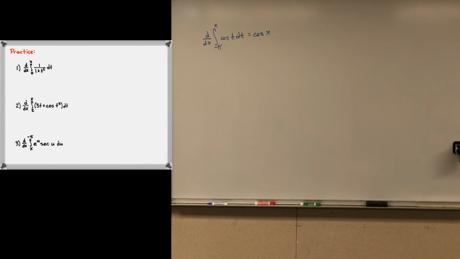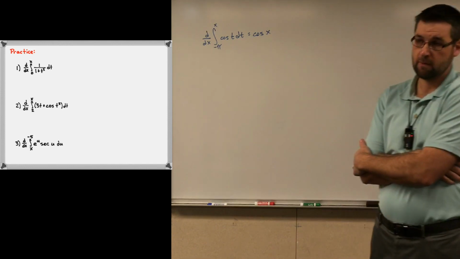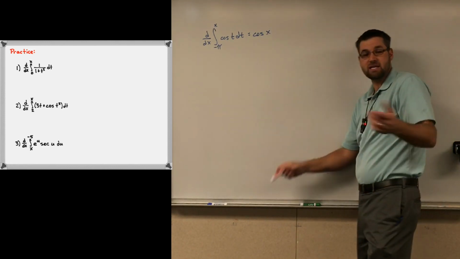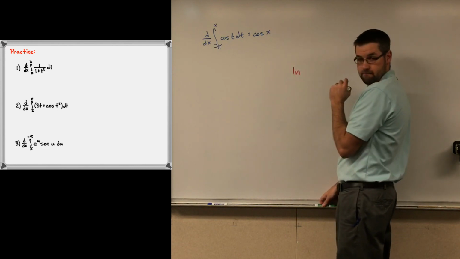So when I plug in the lower bound, I get something of negative pi, which is a constant. And then when I take that derivative, it becomes 0, and it's gone. It's not natural log? It's not natural log, no. Because okay, let's think backwards, right? You say it's natural log. The antiderivative of that is natural log? Then natural log of what?